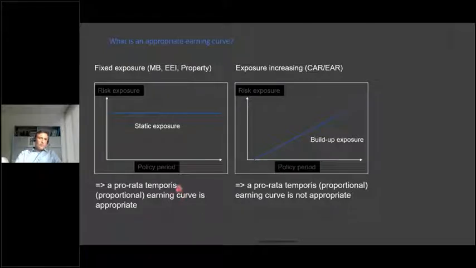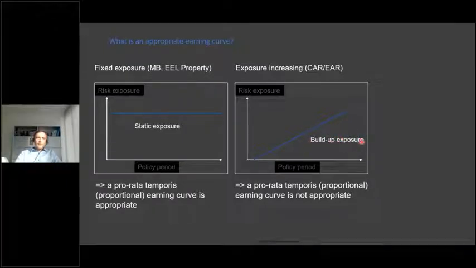So within an engineering portfolio, you have the machinery breakdown, electronics, or some kind of property, to say short tail lines of business with a rather static exposure. And on the right-hand side, you will see the project business, CAR, EAR, with a long tail proposition and with a build-up of exposure.